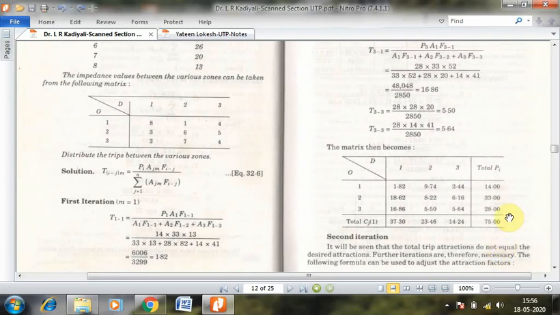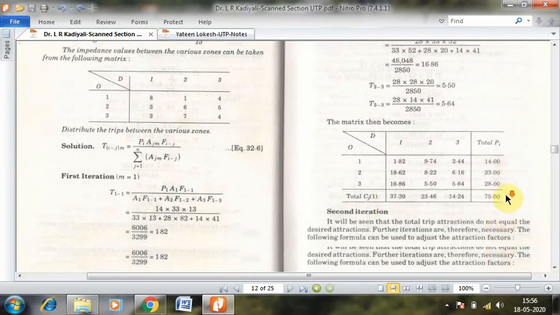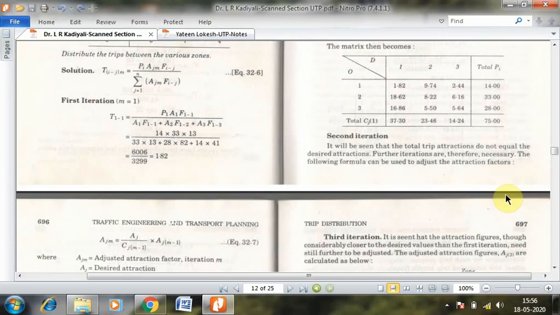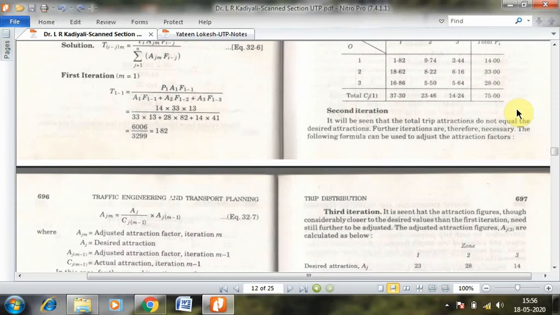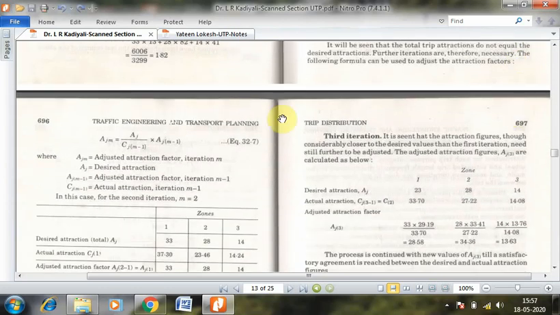Now our objective is to match these two. In the second iteration, it will be seen that the total trip attractions will not be equal to the desired attractions. So these are the desired attractions. Further, to make these equal, you will have to go on towards the next iteration. Before we move on to the next iteration, you need to find out the adjusted attraction factor like the way we did in the previous example.